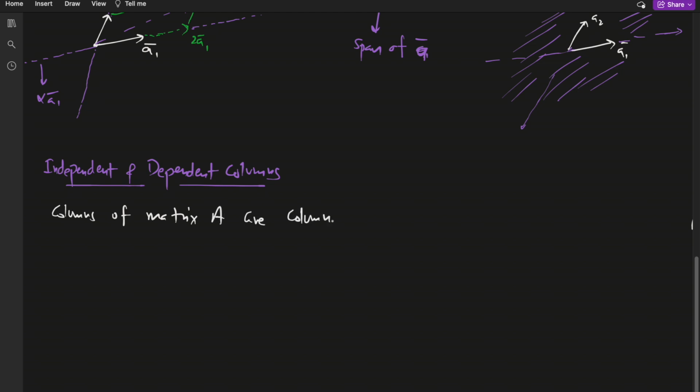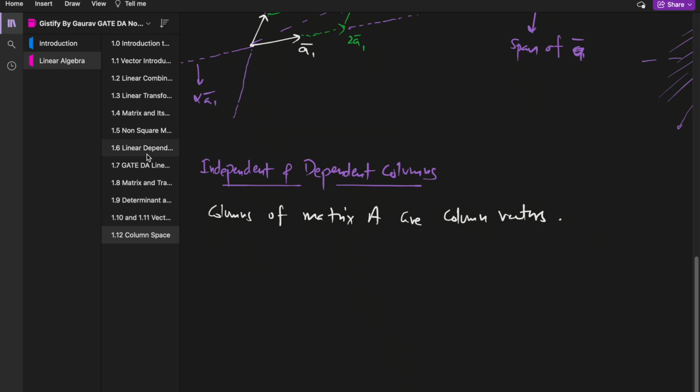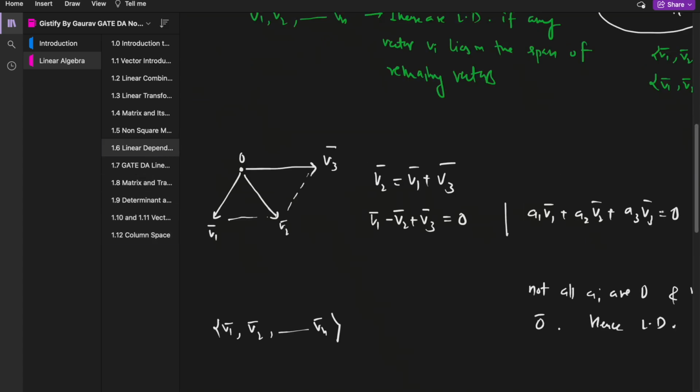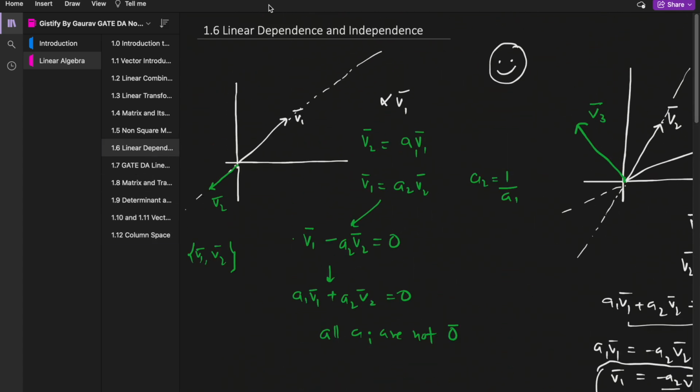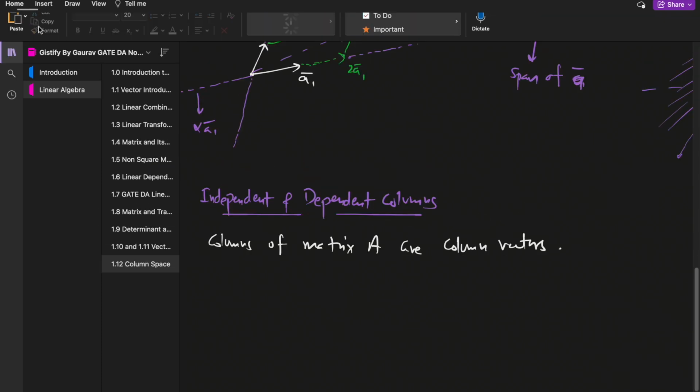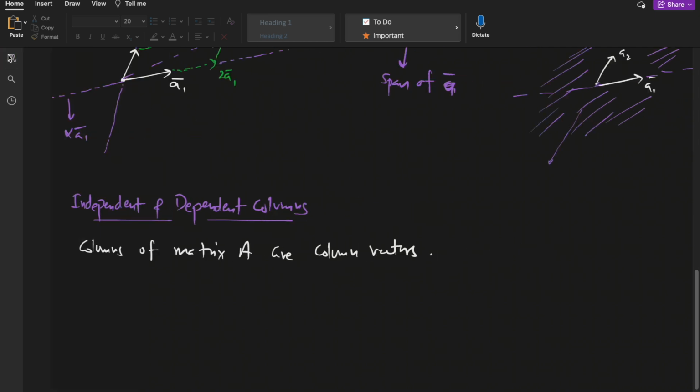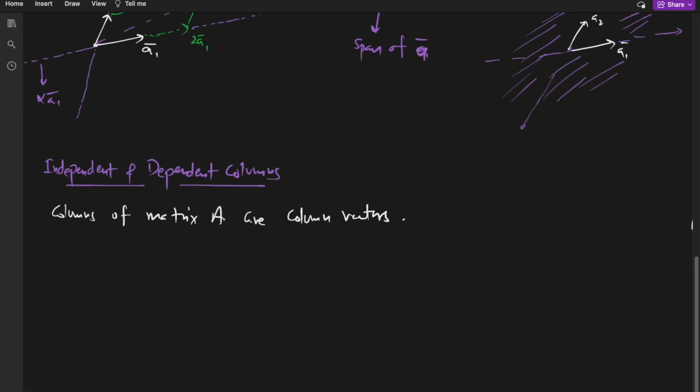are column vectors, right? These are just vectors, and I already explained to you independence and dependence of vectors, right? In this lecture I already explained everything, linear dependence and independence of vectors. So the same thing goes for columns. The same thing will go for columns of A also, because columns of A are nothing but vectors, right?